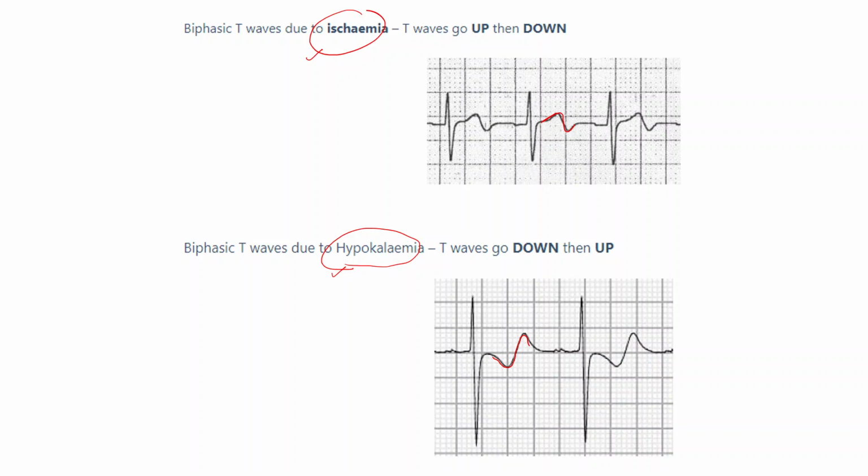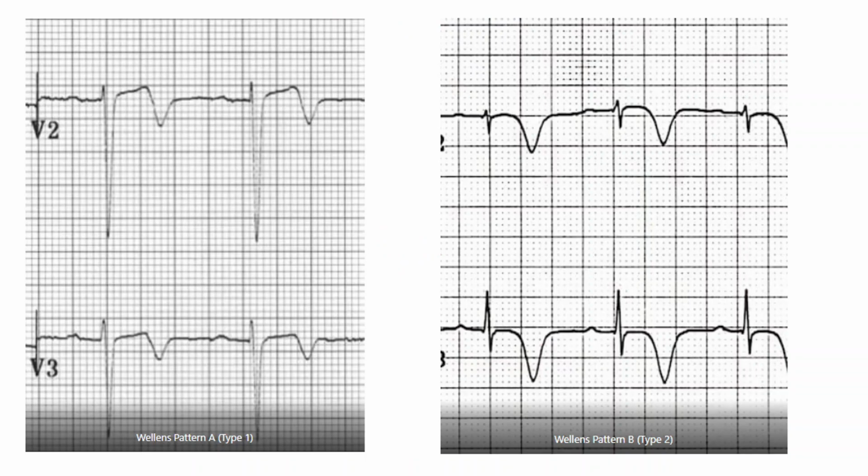And in ischemia, we have to remember one syndrome that is known as Wellens syndrome. Yes. So this is Wellens syndrome. In Wellens syndrome, there are two patterns: Wellens pattern A or type 1 Wellens, and Wellens pattern B or type 2 Wellens. What happens here? This Wellens pattern is seen in acute LAD occlusion. Acute LAD occlusion produces two types of pattern. One is type A or type 1, another is type B or type 2.